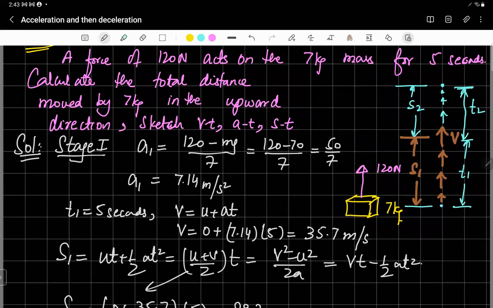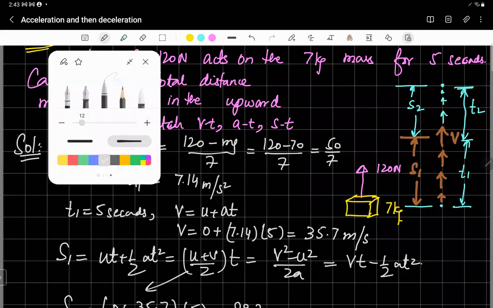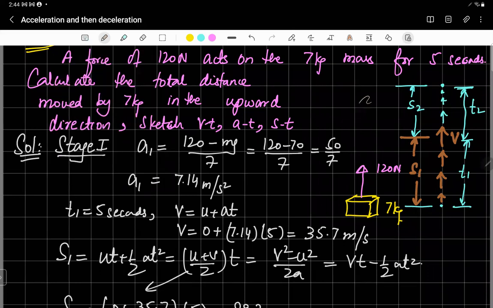So what is the acceleration in stage 2? Can you guess? 10 meters per second squared. Minus 10, you're right. But since it is moving up, it's minus 10 meter per second squared. Do you have any question to ask? No. Okay.